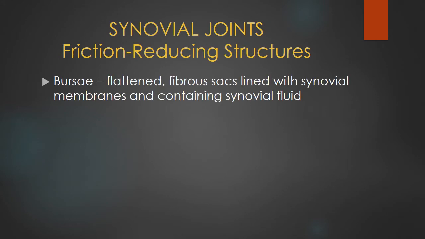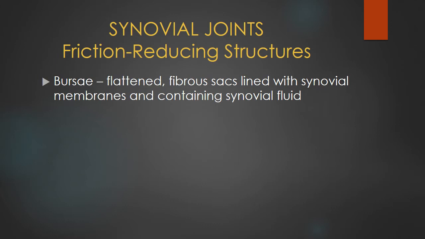Now, in addition to those structures in and around synovial joints, they are also associated with other structures. Let's talk about some of these, because they are going to become important when we talk about rehabilitation recommendations for the shoulder joints and the knee joints. So some of the friction-reducing structures that we become involved with include the bursae.